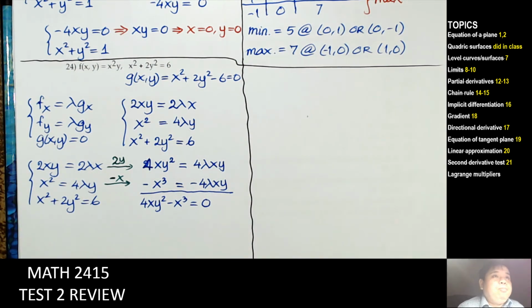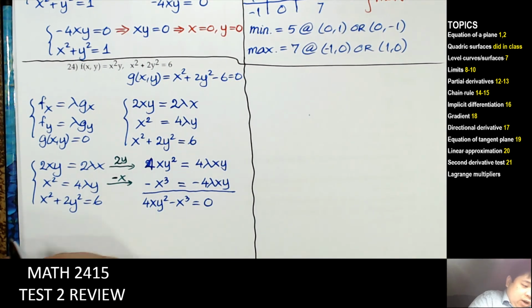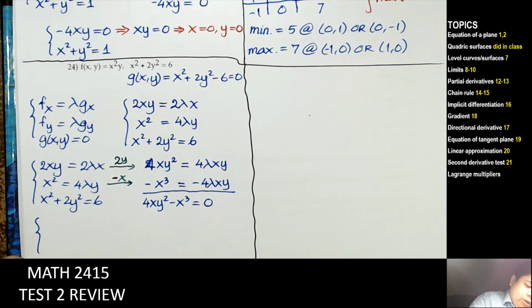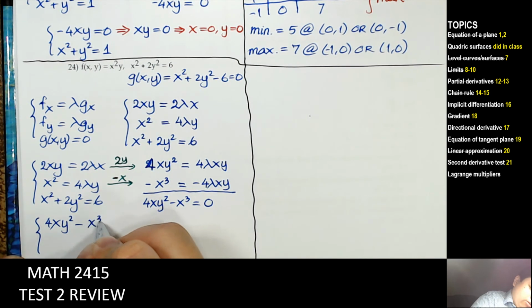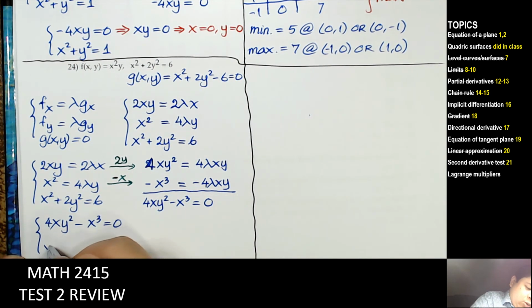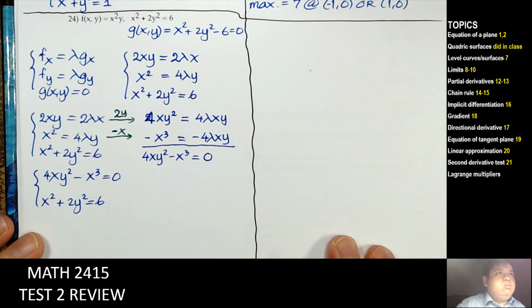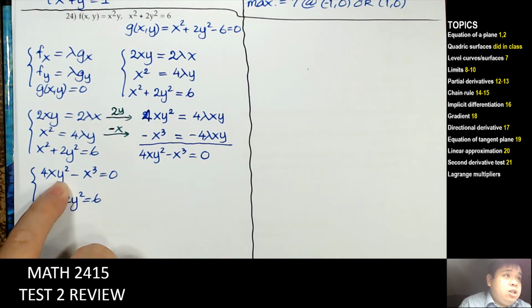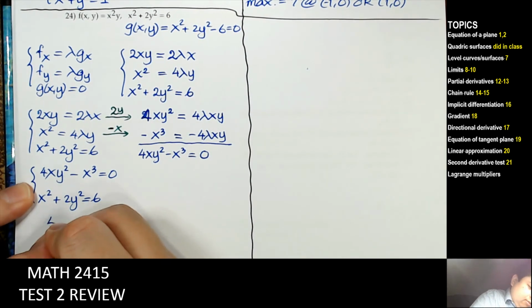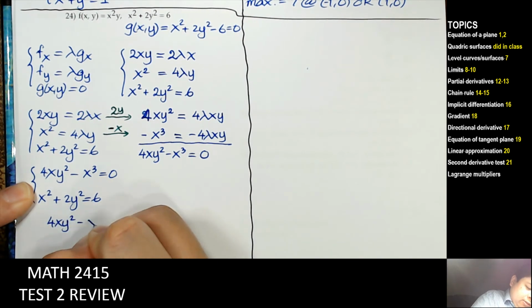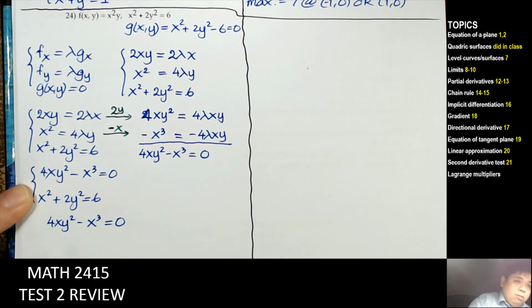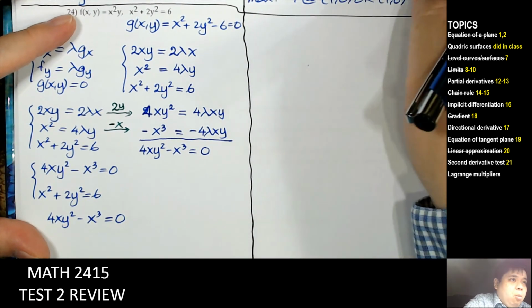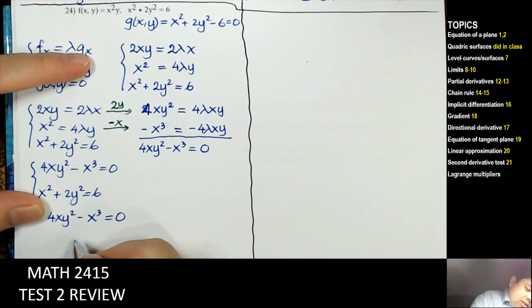We have that. So we eliminate lambda, and now the system of equations only has two equations: 4xy squared minus x cubed, and x squared plus 2y squared equal to 6. We have no more lambda, which is good because we don't need lambda. We only need x and y. Right, so for this equation, we can factor out the x.